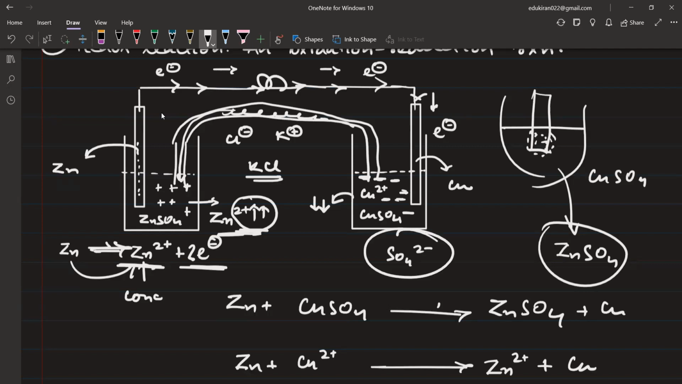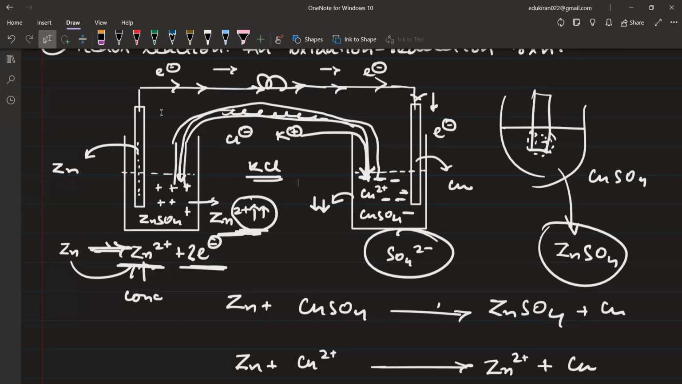Similarly, if the SO4 2 negative charge increases and the negative charge is increasing here, the K positive will travel towards the copper compartment and get it electrically neutral, and then we can have electricity for a bit longer. The reaction will go on until all the zinc rod has been converted to Zn2 positive. Till that time, the reaction can go on. It will not go on forever. It is limited by how much zinc and how much copper we have.